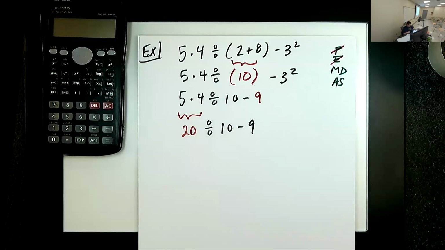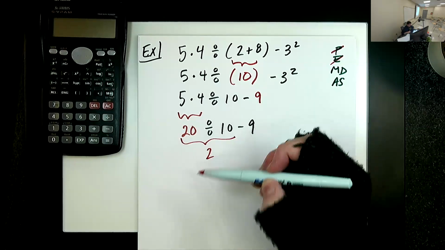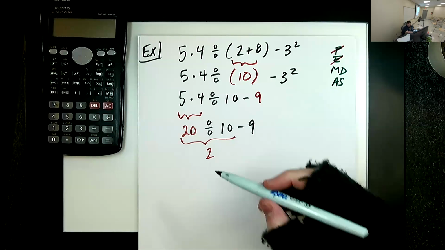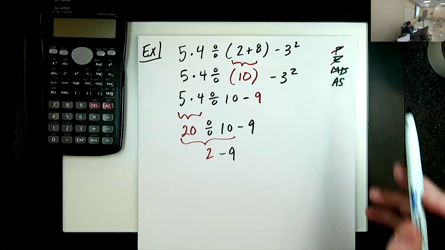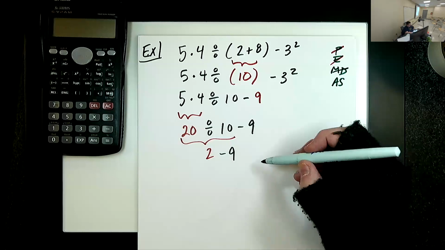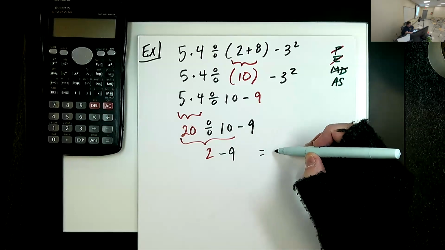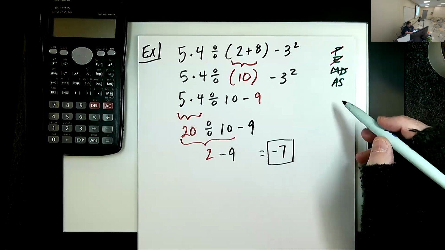Then I still have multiplication or division. So I'll do that. 20 divided by 10 is 2. I still have the minus 9. And now I don't have any more multiplying or dividing. And I have only subtraction here, no addition. 2 minus 9 is negative 7. That's the answer here.